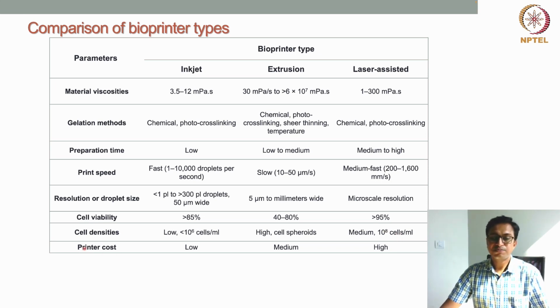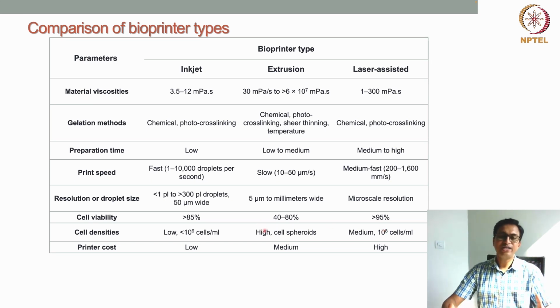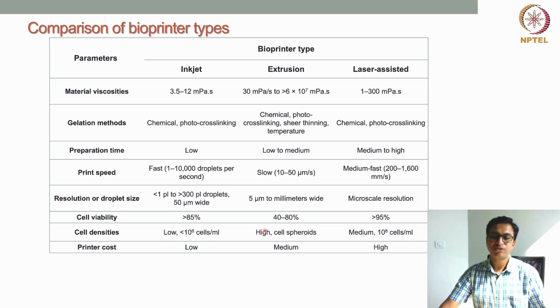Now in terms of cell density, inkjet typically can be used with low cell density. Laser assisted medium to high density can be used. In case of extrusion, a wide range of cell densities, starting from low to high, can be used. Even cell spheroids can also be printed with extrusion based bioprinting.